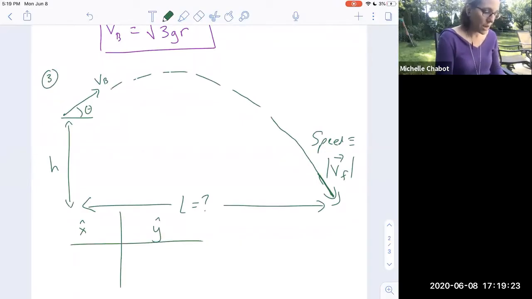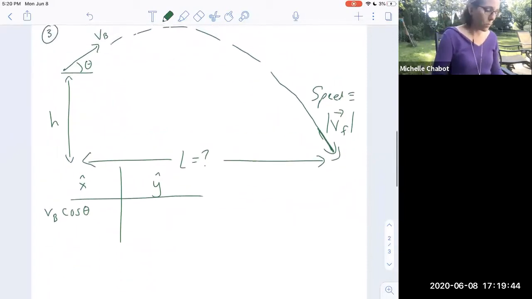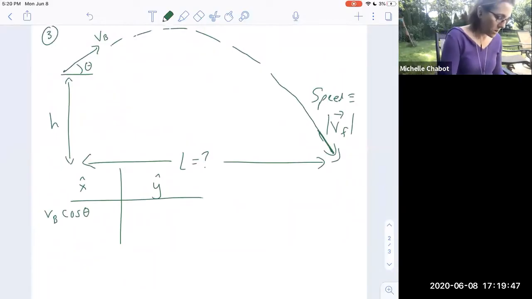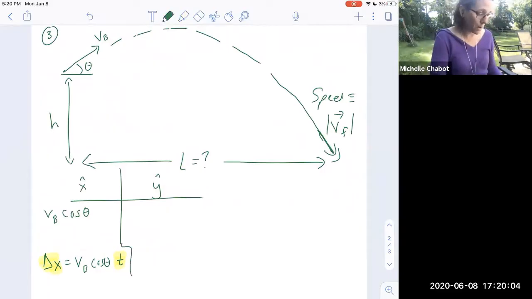In the x direction, I do know my initial velocity, and remember in x it stays the same, it's constant: VB times the cosine of theta. Now I don't necessarily know the time that it's in the air, so that's going to have to come from the y direction. Over here, I start my equation by saying delta x, which is what we want, is equal to Vx times t, so Vb cosine theta t. What that tells me is that to get delta x, I need time in the air. So now I need to go over to my y direction.